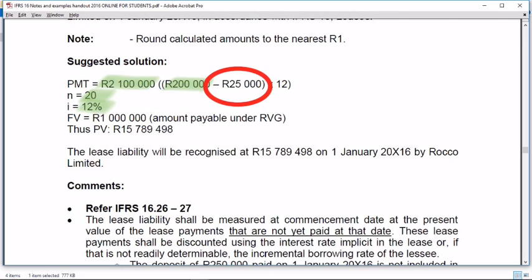The future value, remember, I'm busy calculating PV for measurement of the lease liability by the lessee. So the future value must be the amount payable by the lessee only. It cannot include any unguaranteed residual values. And that amount of R1 million was given. So the lease liability will be recognized at 15,789,498.